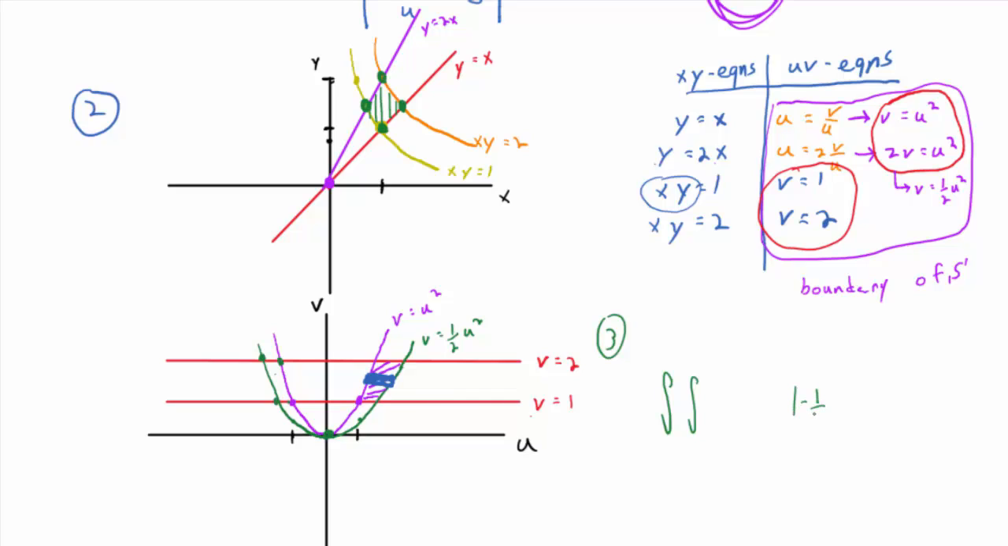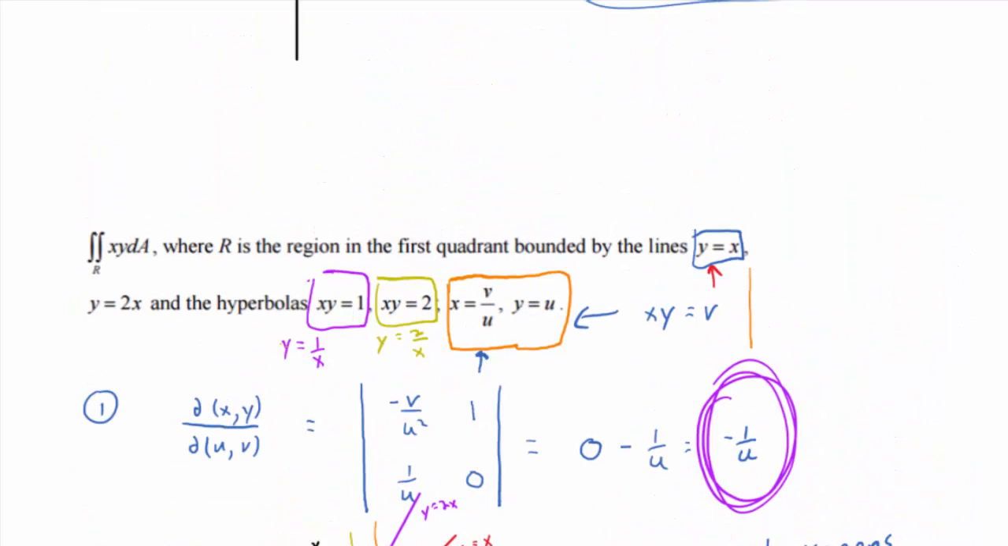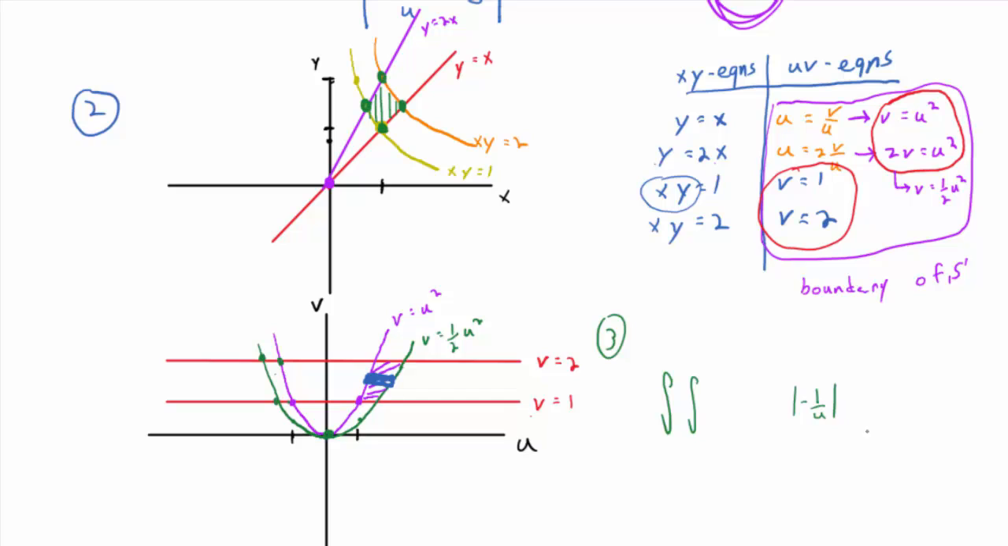And what does the integrand become? What was x times y? Remember, it was v, so that's pretty convenient. And then do we want to go dv du or du dv? Du dv. Good. du dv. Yep. That's analogous to dx dy, isn't it? Horizontal rectangles.